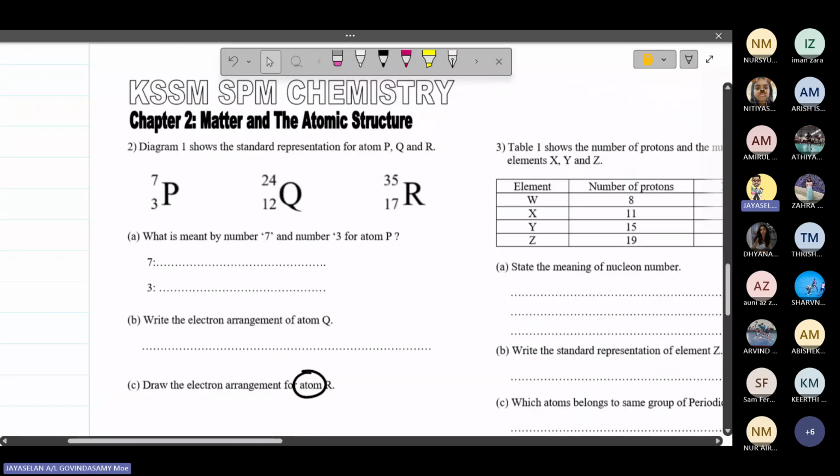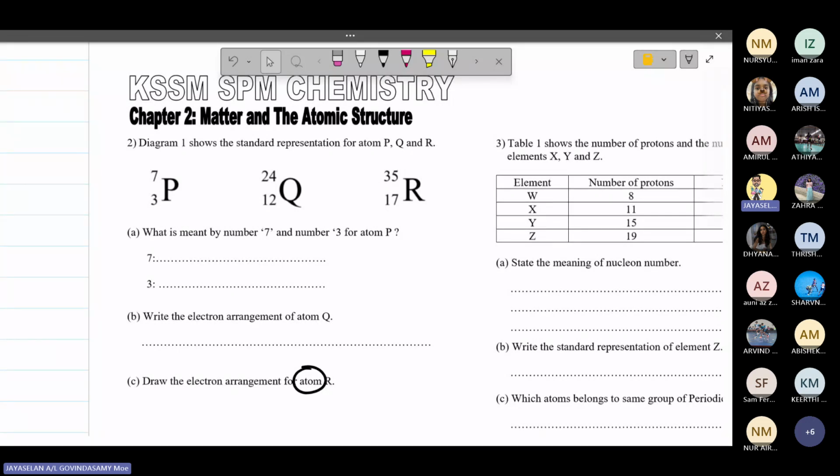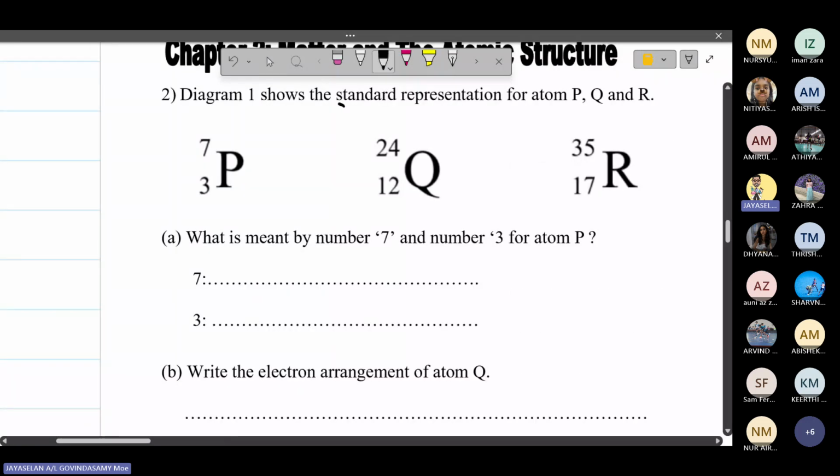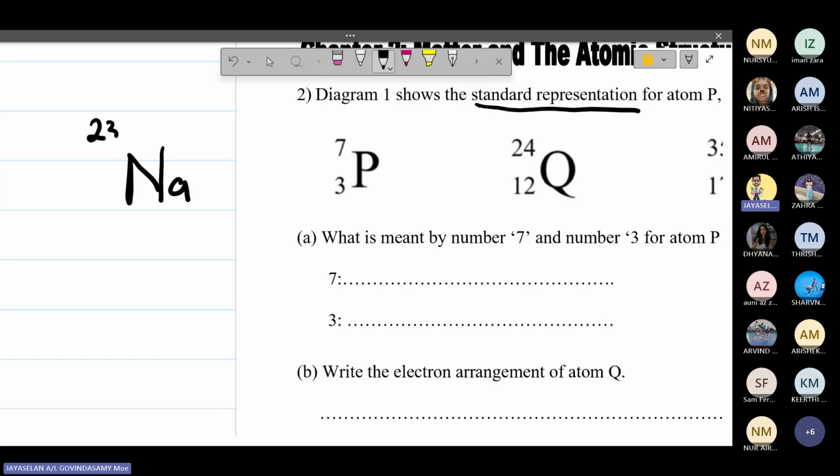Okay, so I go to the next question. This type of question has also not come out for a long time. It has come out in the trial but not yet in SPM. So make sure you remember. Okay, this is called the standard representation of an atom. When they want to do the standard representation of an atom, they will put the symbol. This symbol is what? Sodium. On the top, they will put 23. This 23 is what? This 23 is the nucleon number. Nucleon number.